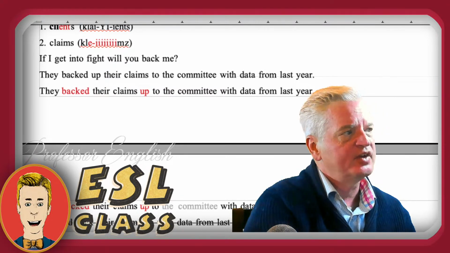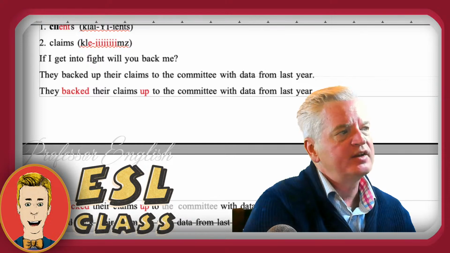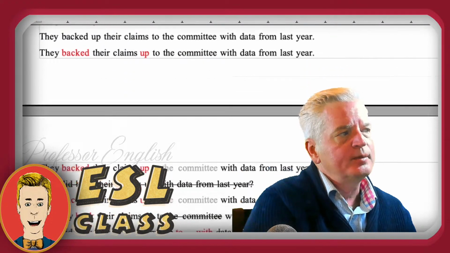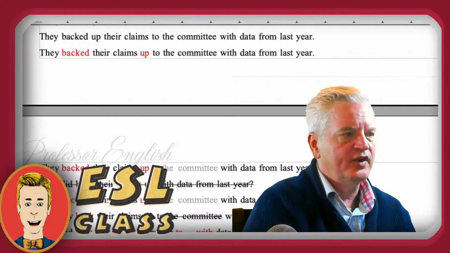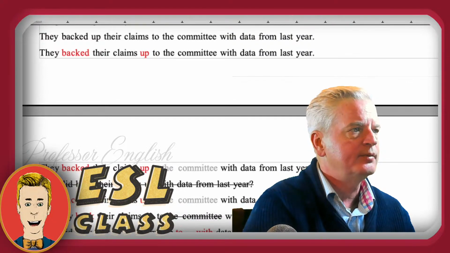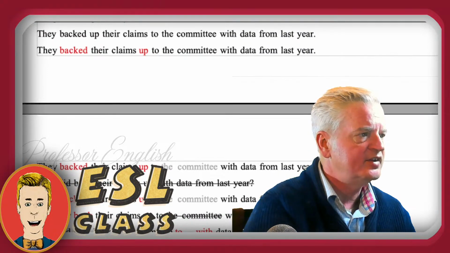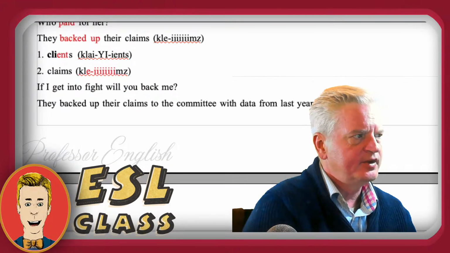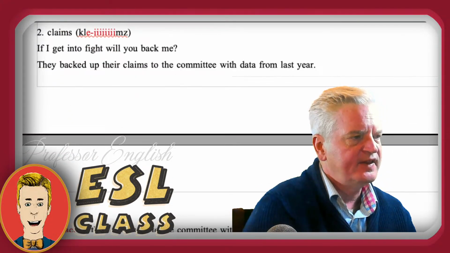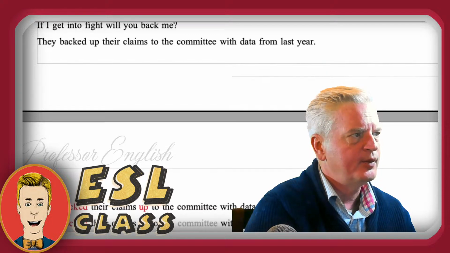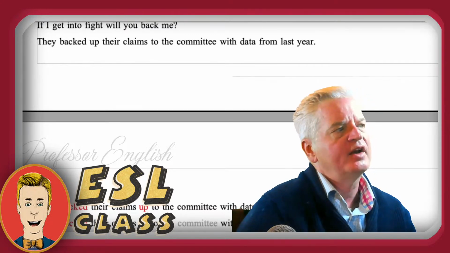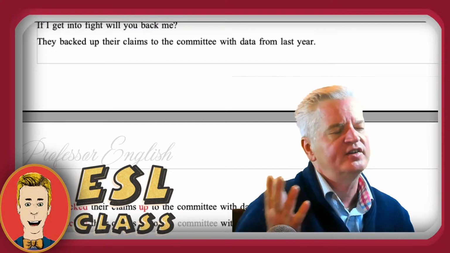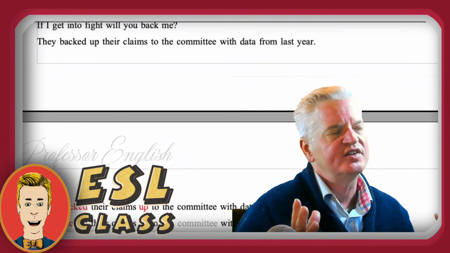Okay, let's get back to our sentence, which is, they backed up their claims to the committee with data from last year. Now, back up is a separable phrasal verb. That means that you can put the object inside the verb. Can you do the inside position? How would you put the object inside of that verb? How would you say that? They backed up their claims. What is the object in this sentence? It's intentionally a confusing sentence.